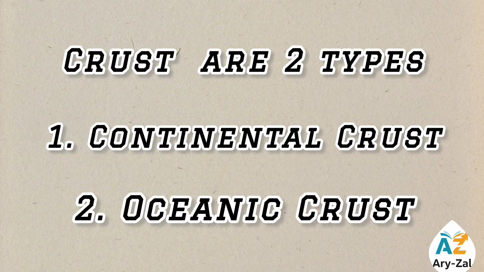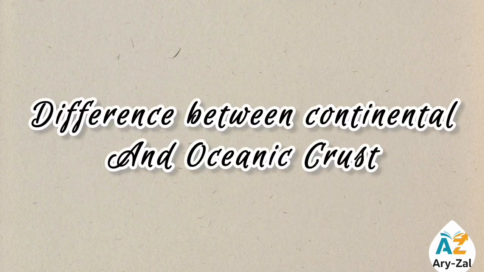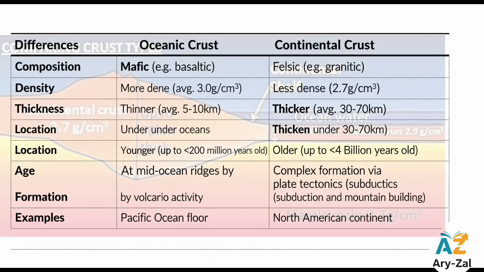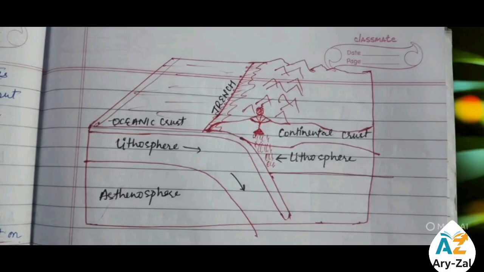Now, here things get really interesting. Earth's crust has two unique personalities, the continental crust and the oceanic crust. And both these crusts are different from each other. How? Let's find out. The continental crust is made up of felsic intrusive igneous rock, primarily granite, which makes it rich in silicon and oxygen. It is less dense than the oceanic crust. That's why it floats higher on the Earth's mantle, which makes it incredibly thick.